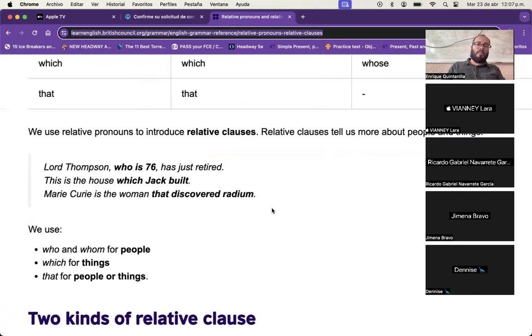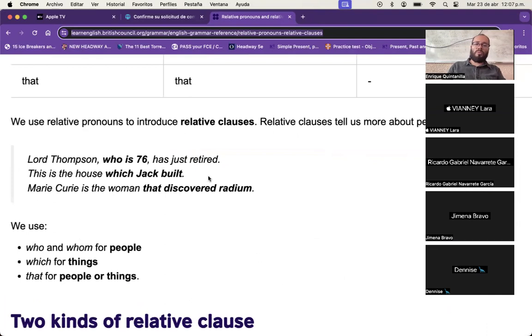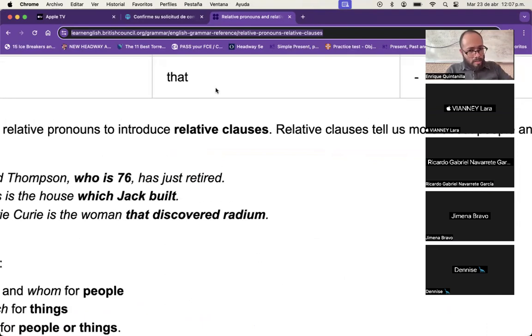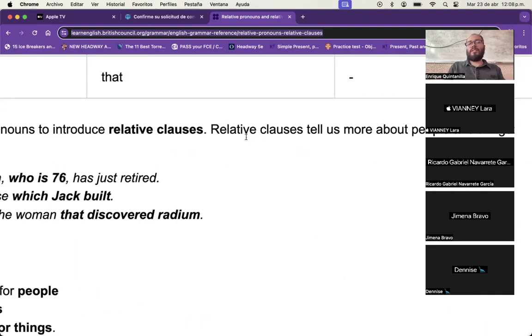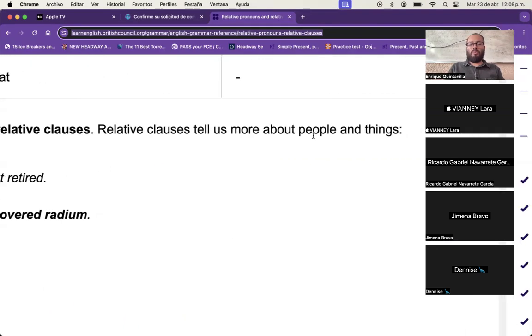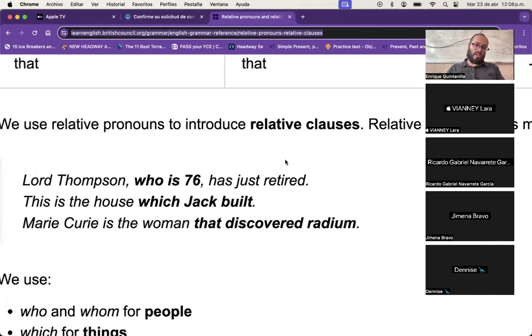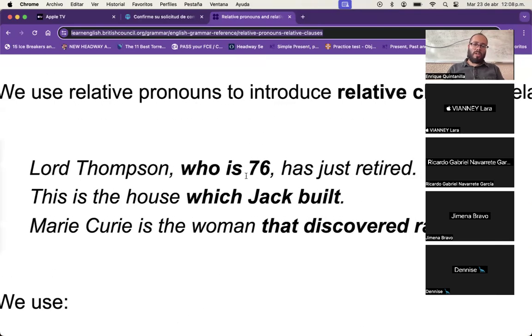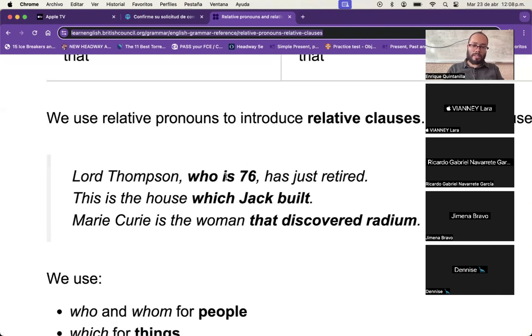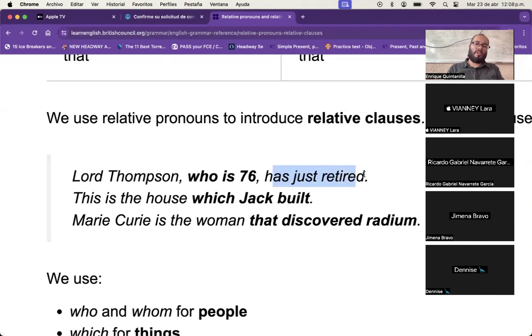There are some examples here. We use relative pronouns to introduce relative clauses, no? The two joined ideas, the two joined sentences. Relative clauses tell us more about people, things, places, no? For example, here, Lord Thompson, who is 76, has just retired from work. Lord Thompson is a person, so the relative pronoun will be who.